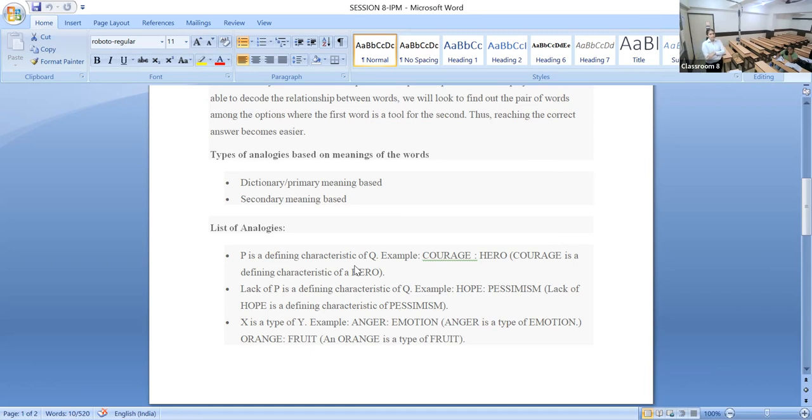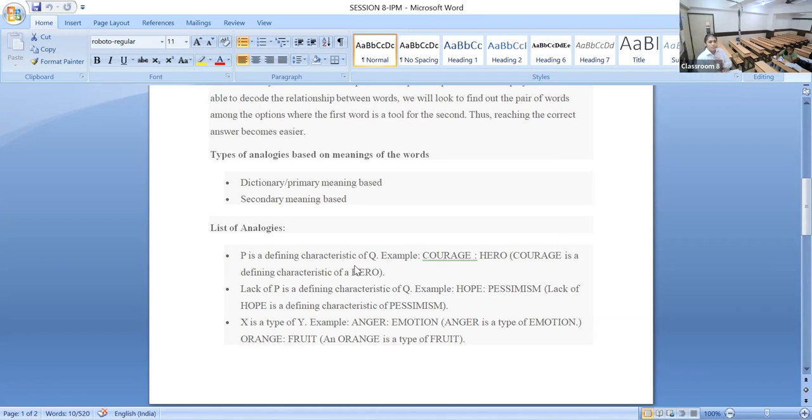And X is a type of Y. What does this mean, Aditya? Category. Yeah, tell me the category. It can be anything. For example, cauliflower is a type of vegetable. Yes. So here, this is what we have to do. Actually, Aditya just said it, nailed it over here.